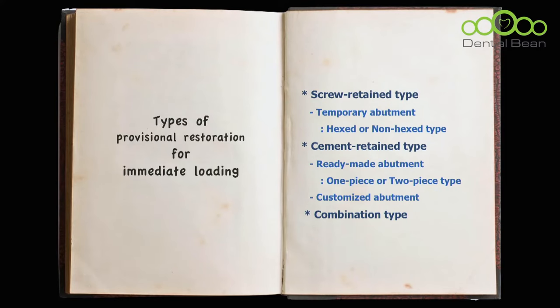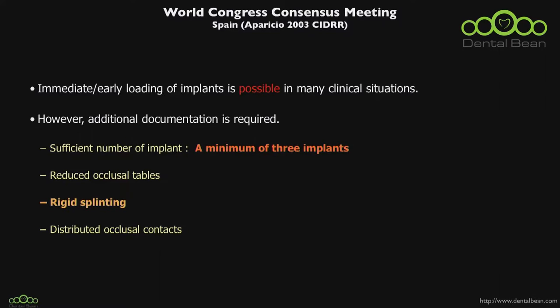And then you should think about the kinds of temporary restoration. As you can see, there can be a screw-retained type or cementing type. Sometimes you can make compression type using some kind of abutment. Most of articles or books out there are saying that the implant should be splinted together as rigid as possible, and that at least 3 implants should be splinted together for a good immediate loading. But this is not absolute thing, but personally, I'd like to keep these recommendations in my clinic.